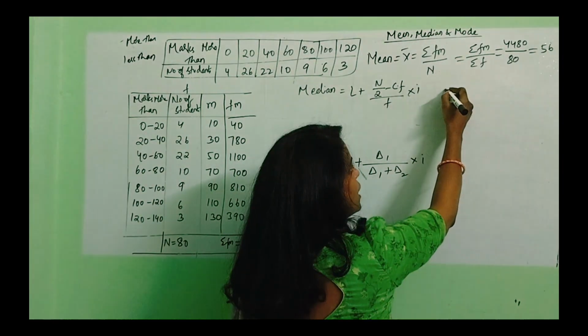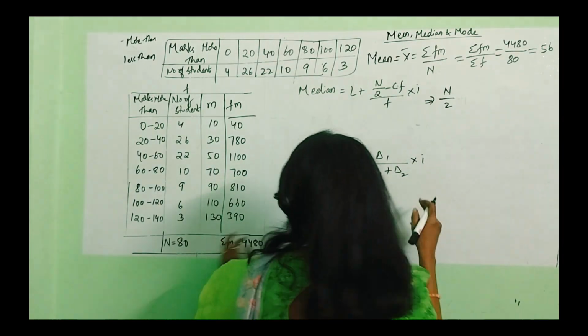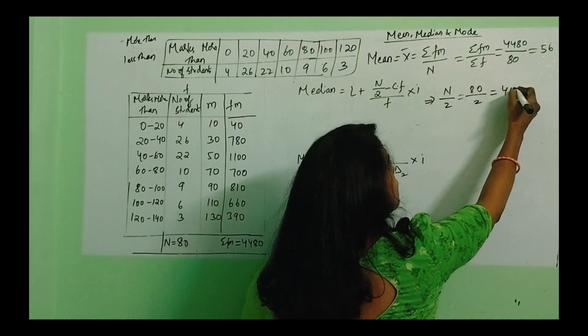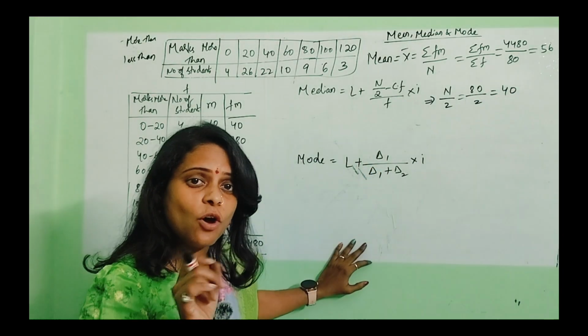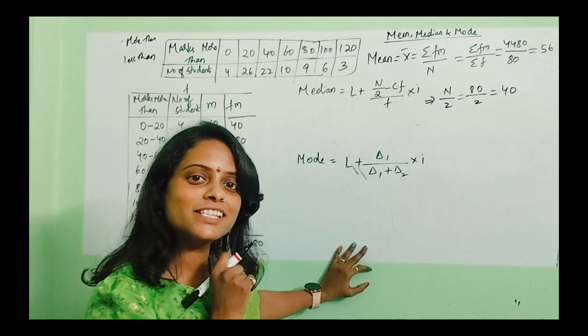What is that? That is n by 2. Okay, so what is n by 2? What is n we got? 80. So 80 by 2, that is 40. In order to find out the median value, what you have to do in the continuous series?